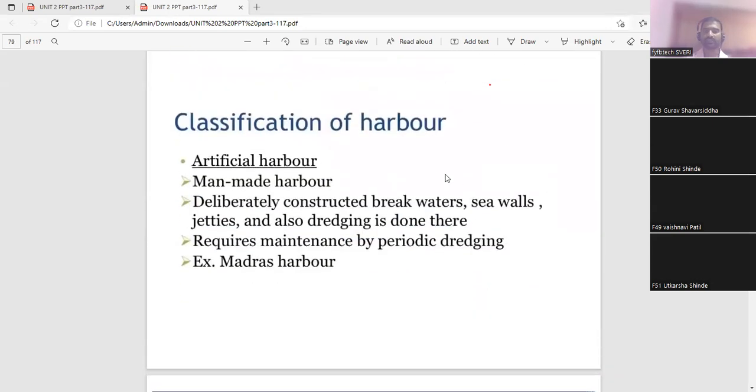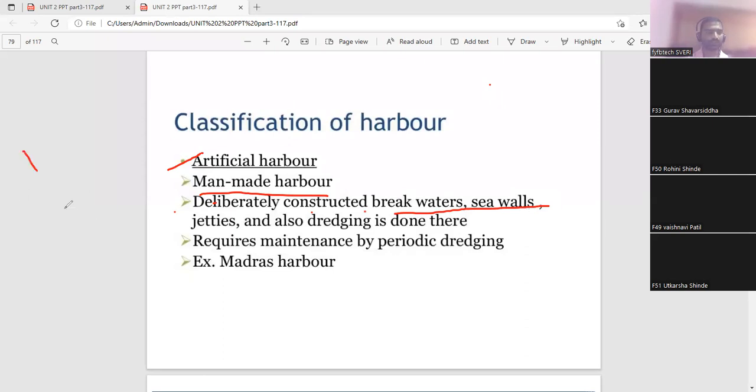Classification of harbors. How is the classification done? The first one is the artificial harbor and the other is the natural harbor. What is an artificial harbor? This harbor is made by man. A man-made harbor is called an artificial harbor. It is deliberately constructed with breakwaters and sea walls.